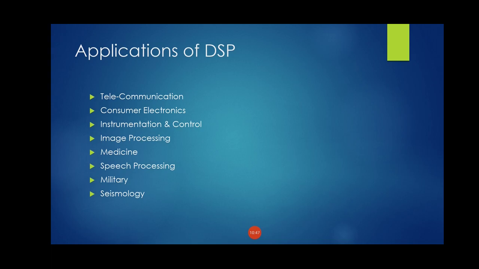So in the next class, we will be moving into the chapter of DFT, and we will see how DFT, that is discrete Fourier transform, is different from DTFT, that is discrete time Fourier transform, that we have already studied in signals and systems.